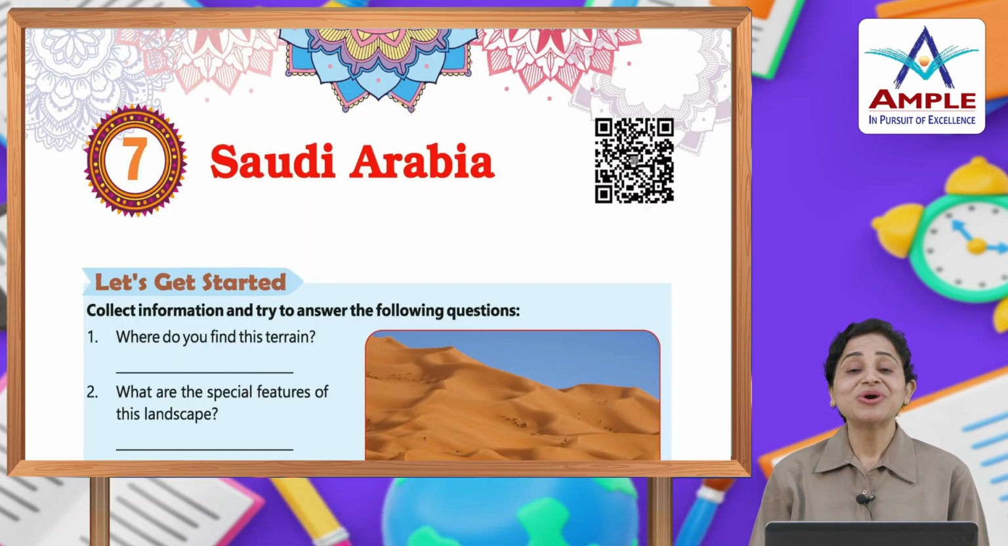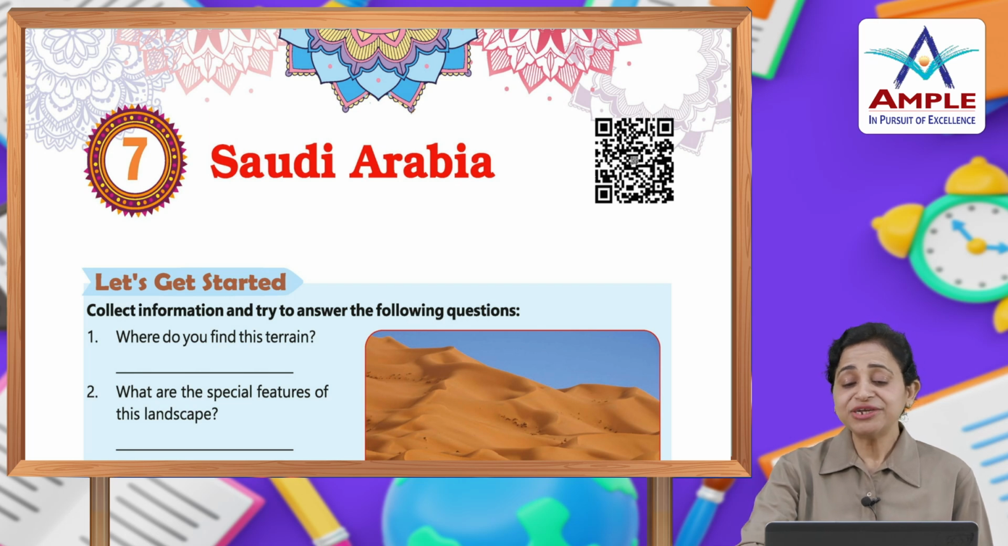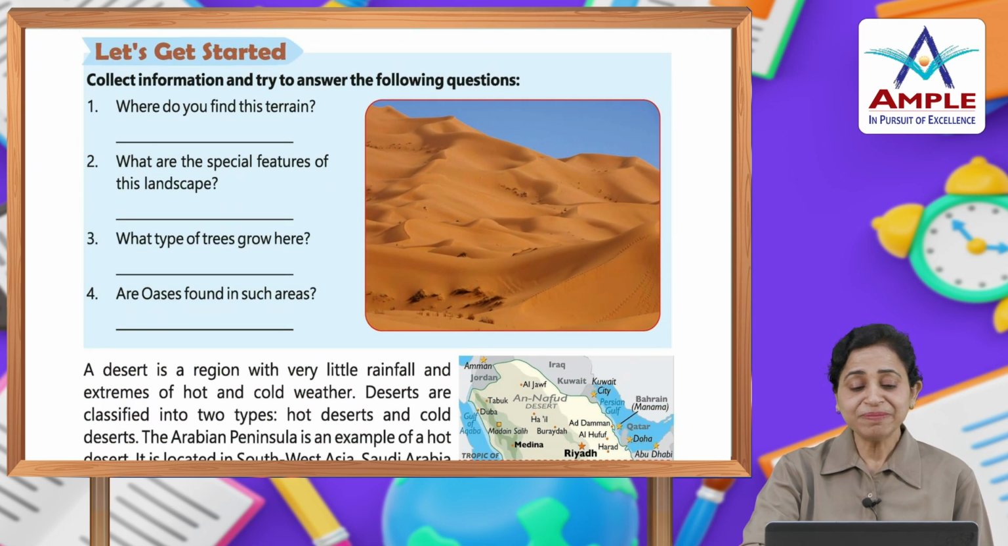आज का टॉपिक गेस करिए. राइट बच्चों, today's topic is Saudi Arabia. सो आज इसके बारे में जानकारी लेते हैं. तैयार हैं आप सब? Let's get started बच्चों. Collect information and try to answer the following questions. And you have 4 questions. Read them and answer them.